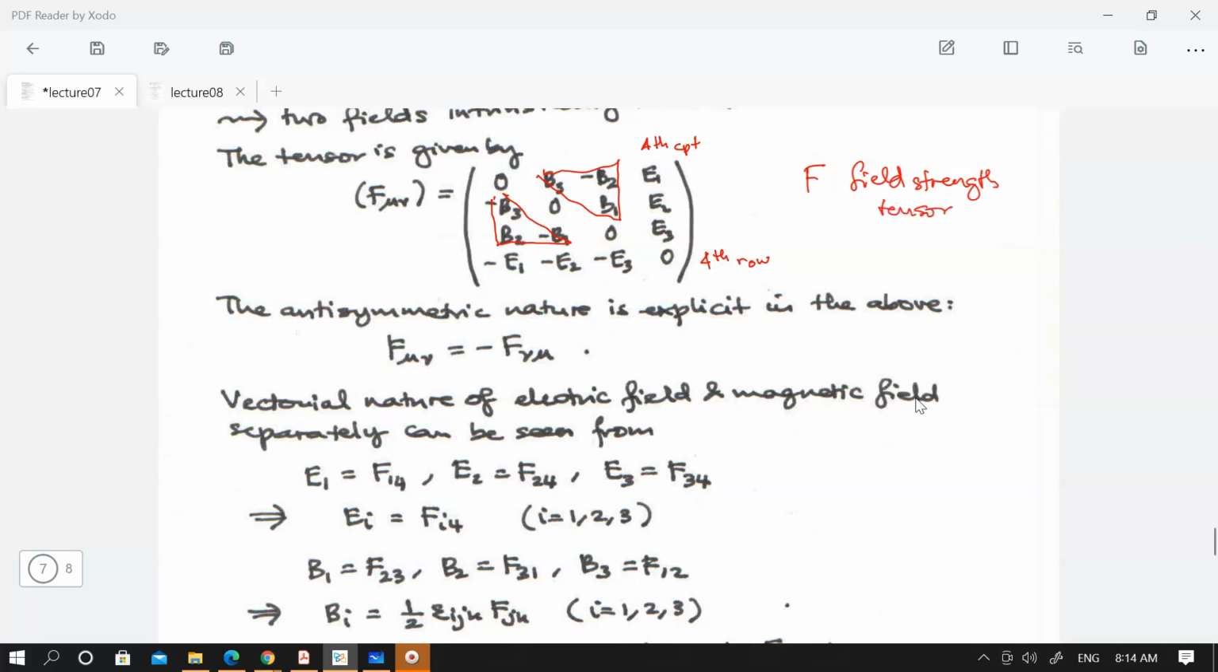And the way the component works, as I said, for example, over here you have your fourth column, F14, F24, F34. In fact, they are related to your electric field. So you can see that F14 is actually E1, F24 is E2, and F34 is E3, or generally I can say Ei equals Fi4, where i equals 1, 2, 3.